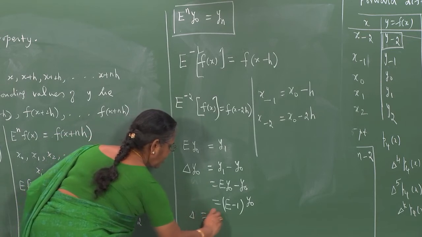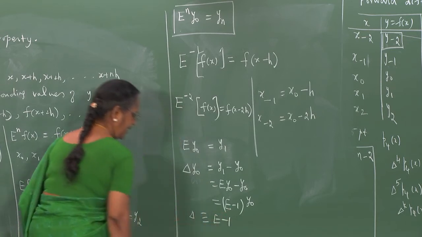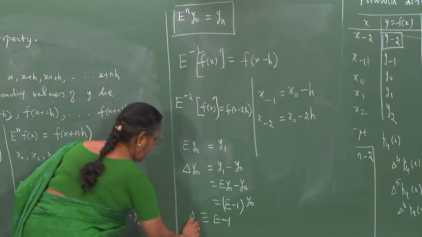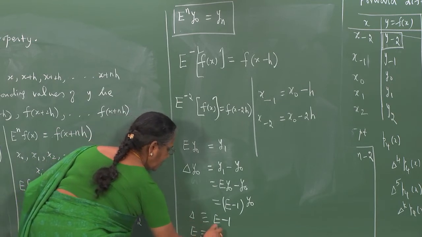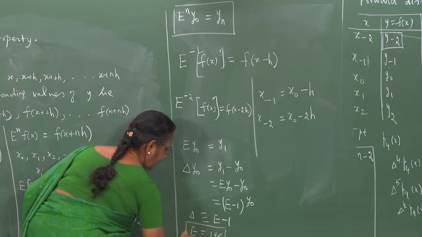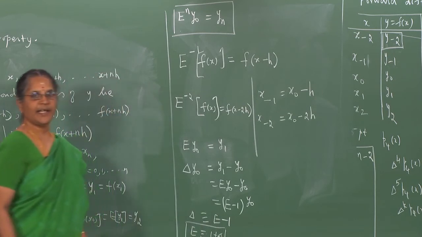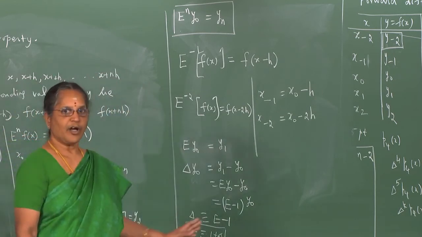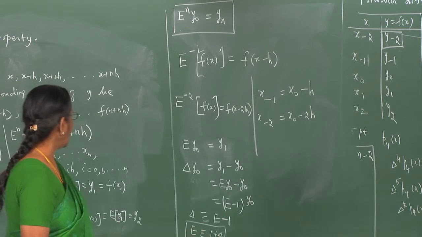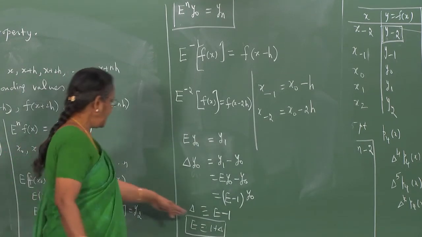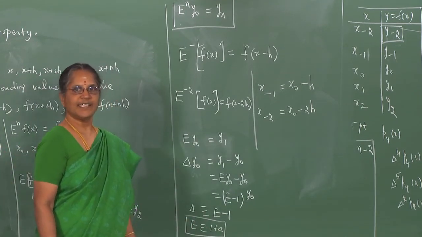So, delta is related to E minus 1 by delta is equal to E minus 1, or E is 1 plus delta. So, the shift operator and the forward difference operator are related by E is equal to 1 plus delta.